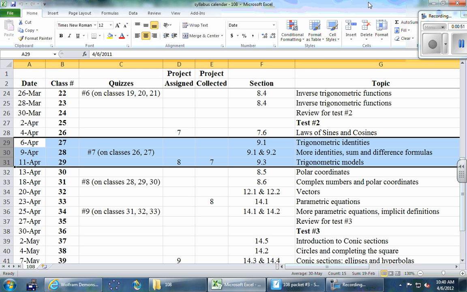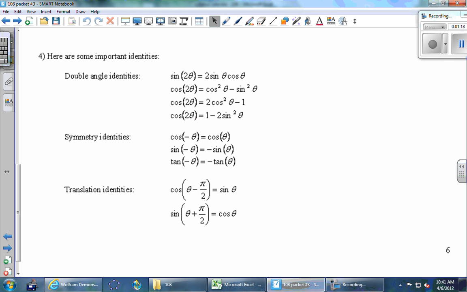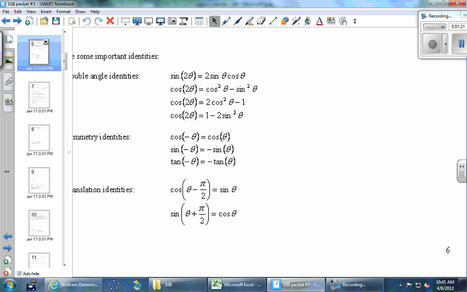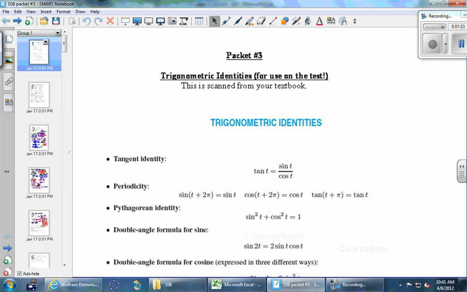Okay, and then the only other thing in the calendar coming up is on Monday, our 7th quiz, which will be on the sines and cosines stuff, as well as the trig identities that we're doing today. On the quiz, you may use the trig identities handout and the unit circle. Is that the first page? Yes, you may bring that with you to the quiz, and the unit circle.